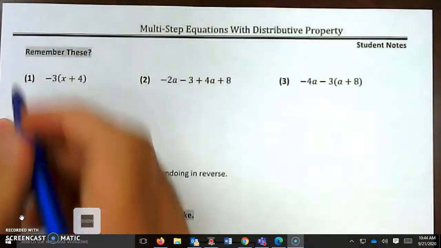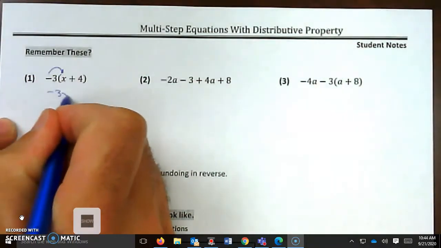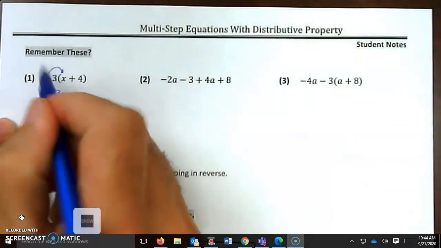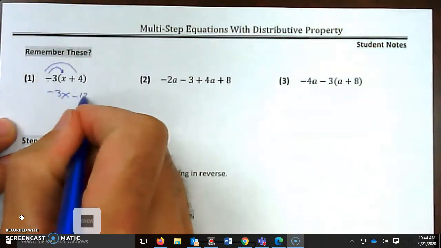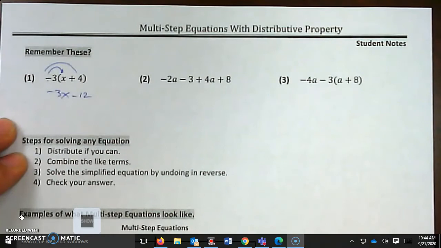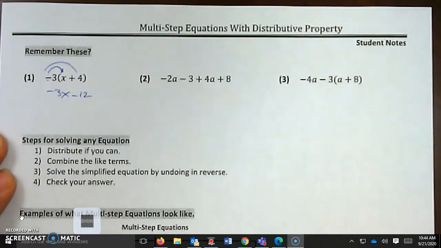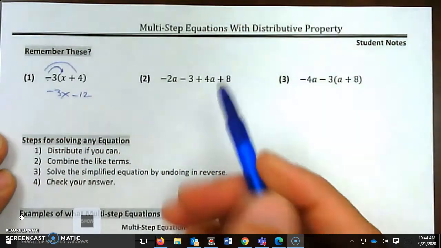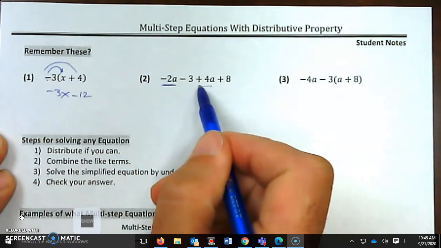Okay, you distribute and pay attention to that negative there. Negative 3x. Okay, negative times positive. Look on the left. Negative times positive is negative. So you should know how to distribute a negative because you're going to see that on the assignment today. Okay, and going on to 2, well, there are no parentheses, so I'm not going to distribute. And this looks a lot like that last assignment, right? There's an A term. There's another one.